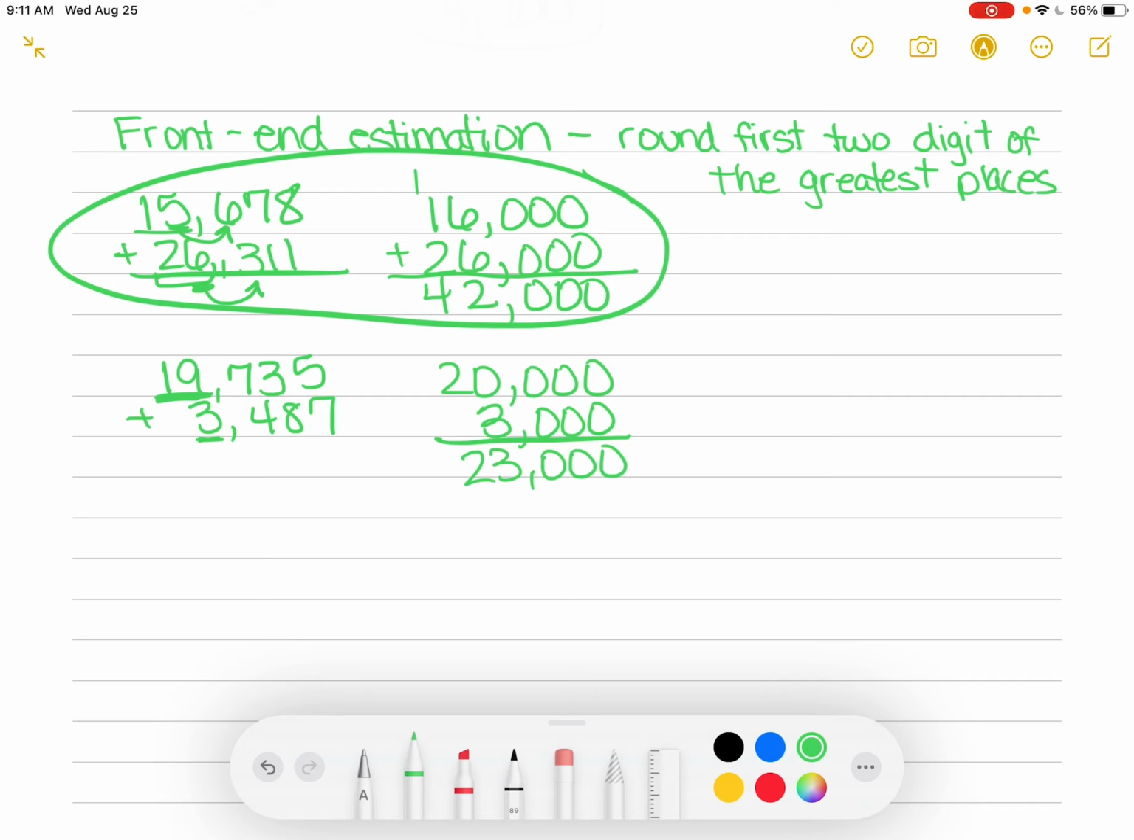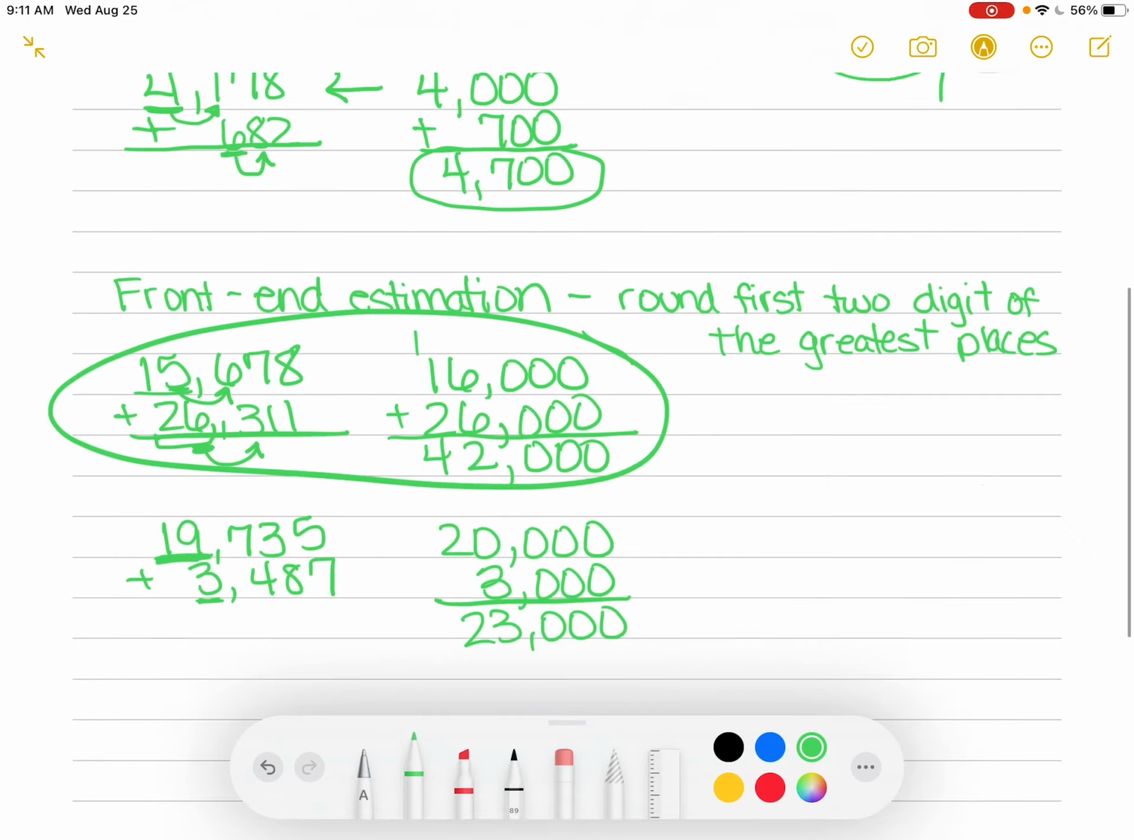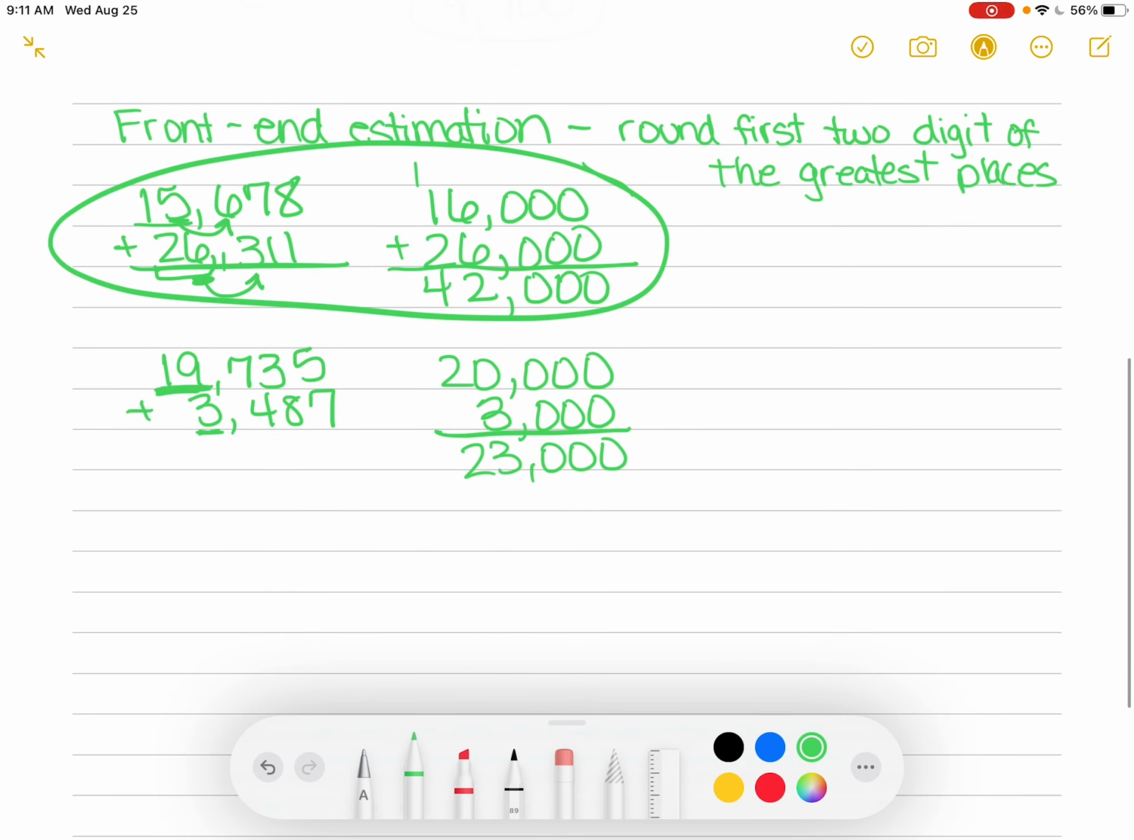Right? Okay. So that is how you do front-end estimation. I don't do a lot of front-end estimation. I don't even usually put it on the test. I do put the estimating on the test, but not front-end estimation. But I do like you to just see it since it's in your book and you only have a couple of problems with it. Okay, that's it for today.